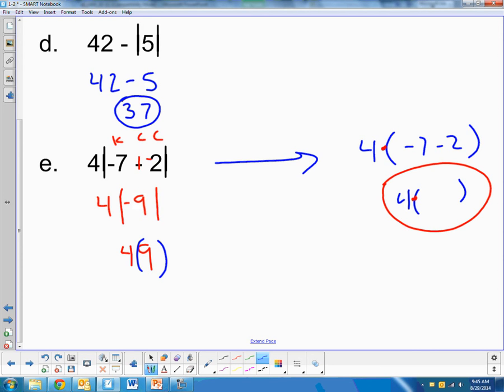Not necessary. However, you do need to remember that it's 4 times 9, which gives us 36. And that's our answer then. We've got 36 as our final answer.